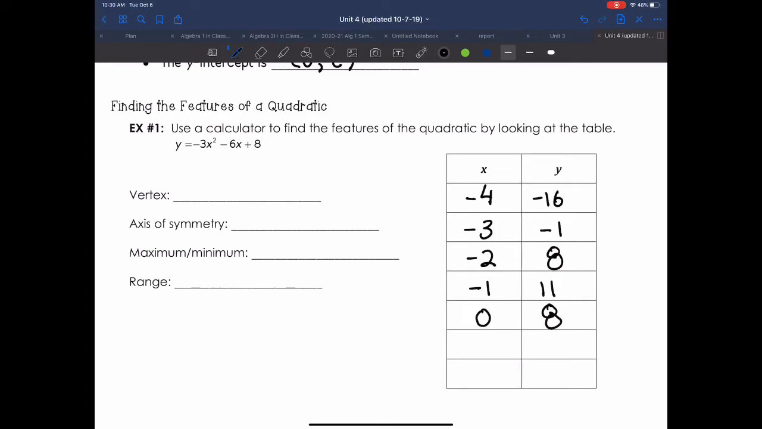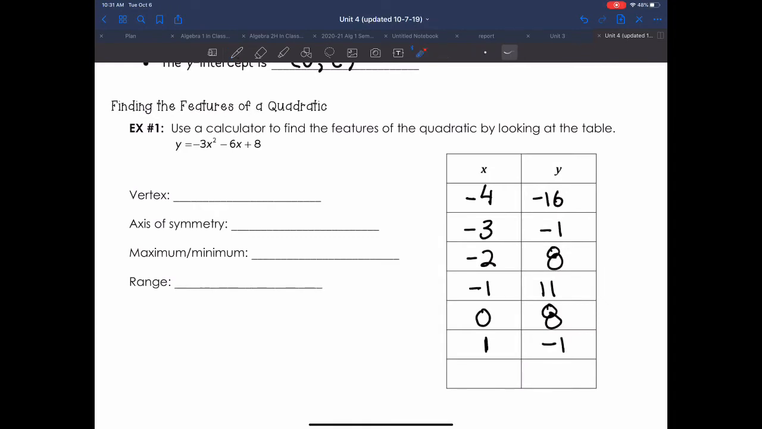So if I notice here, I have 8 right up top here for a y value, and I have 8 again right here. Interesting. So go ahead and keep looking at the pattern that we're going to notice. So then if we plug in, say, positive 1, we're going to have negative 3 times 1 squared minus 6 times 1 plus 8. And that gives me negative 1.